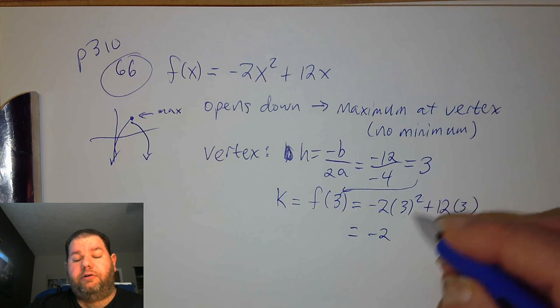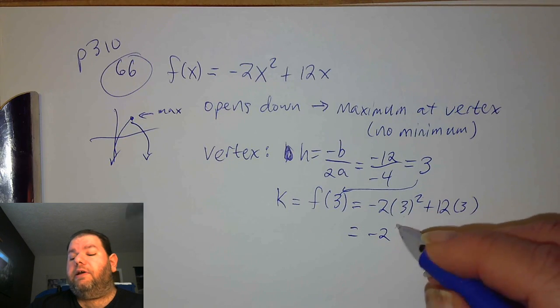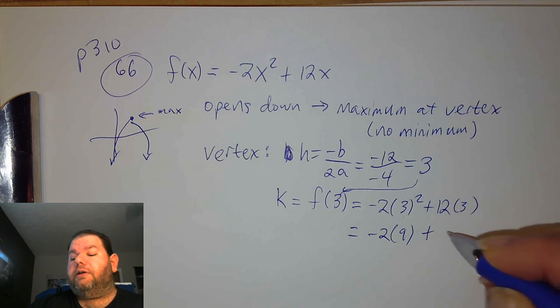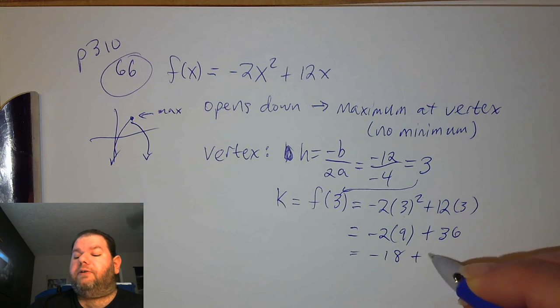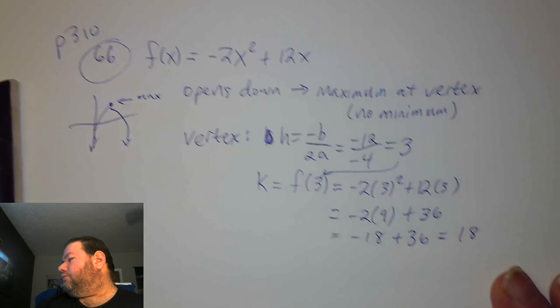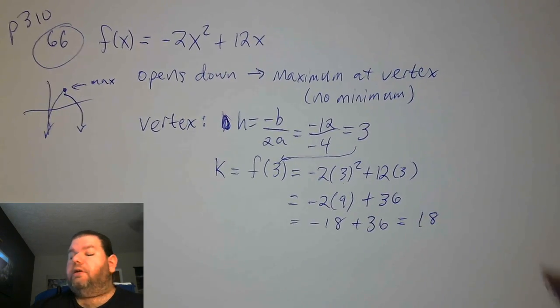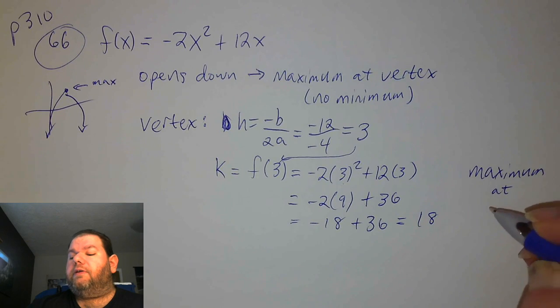Make sure we square the 3 first, and then we multiply by whatever else is in front. So that's negative 2 times 9, this will be 36. So negative 18 plus 36, that will give us a value of positive 18. And so we can say we have a maximum at 3 comma 18.